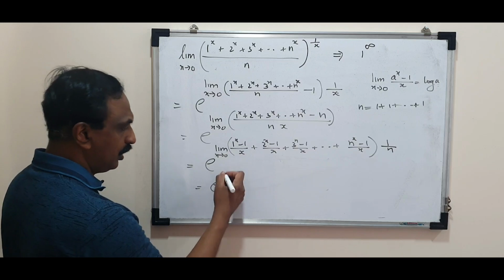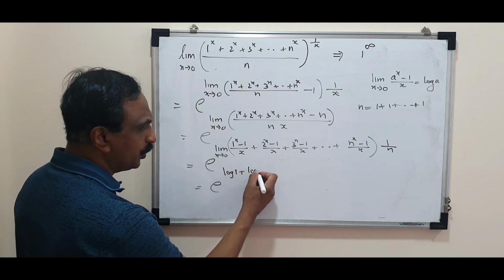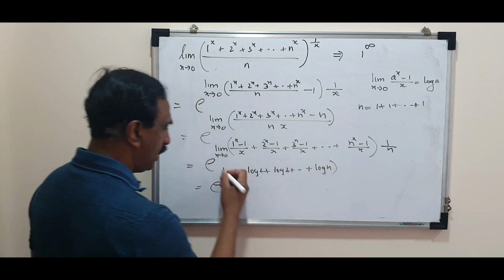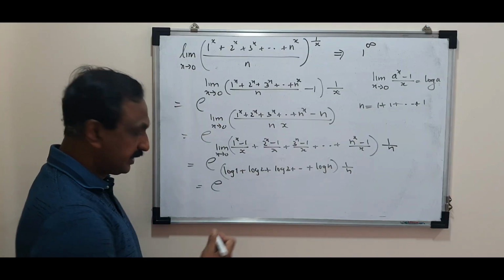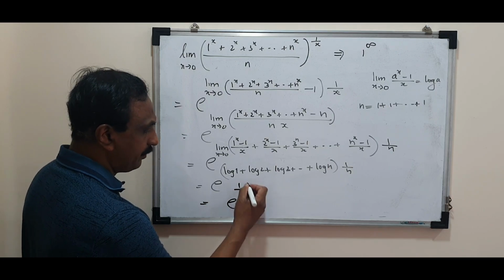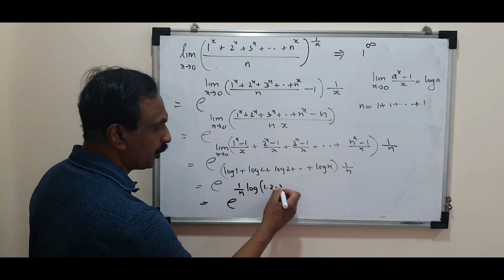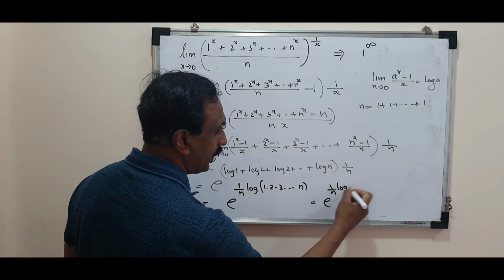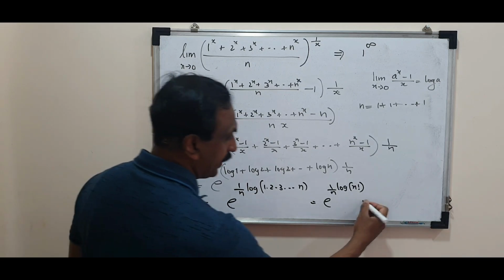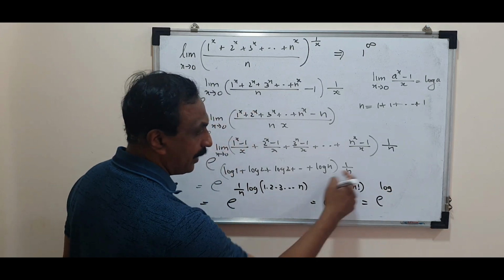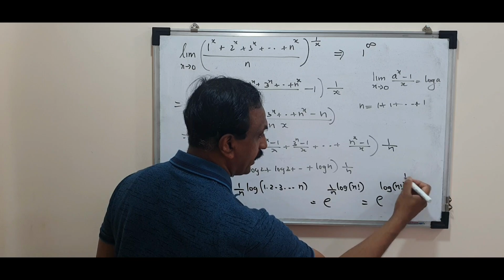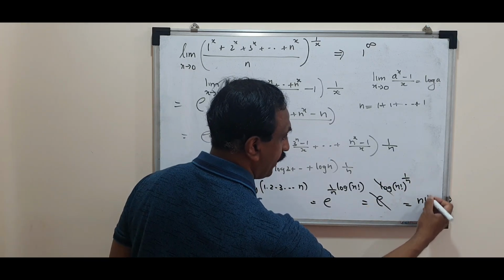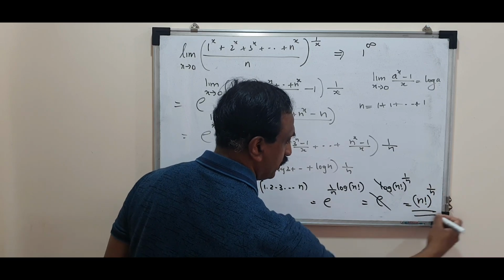So e raised to log 1 plus log 2 plus log 3 goes on like that, log n, into 1 by n. This can be written as e raised to 1 by n log of 1 into 2 into 3 into etc. n. That became e raised to 1 by n into log n factorial. That became e raised to log, this 1 by n becomes the power, n factorial raised to 1 by n. Now e and log can be cancelled and the answer is n factorial raised to 1 by n. This will be my final answer.